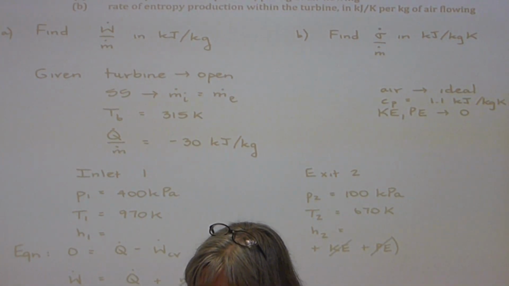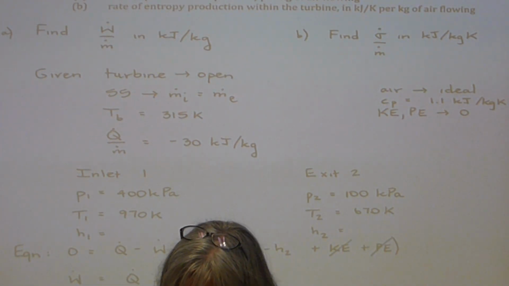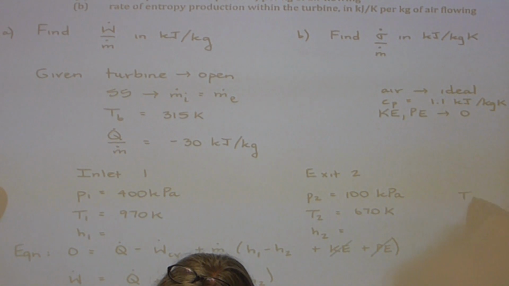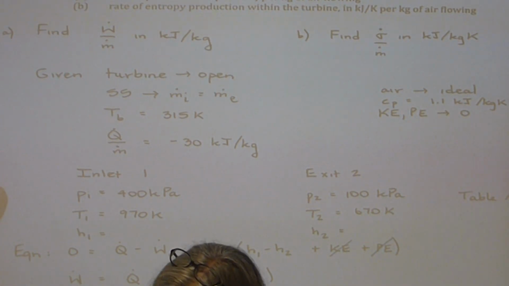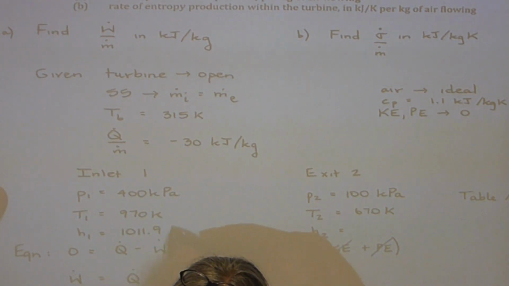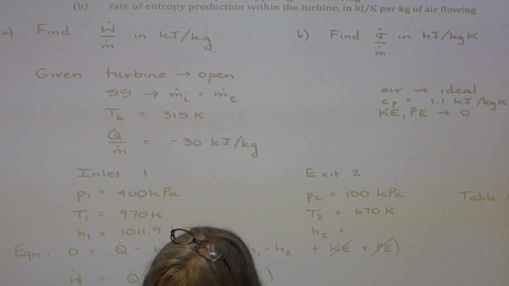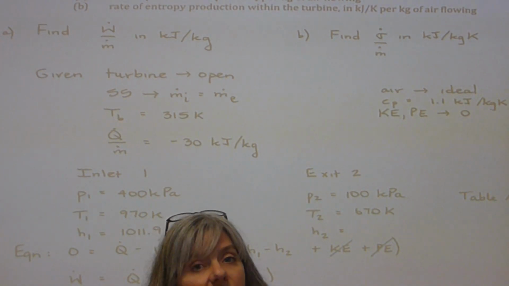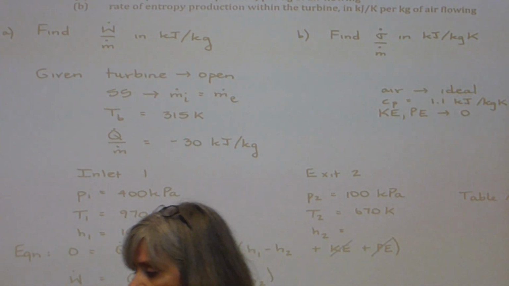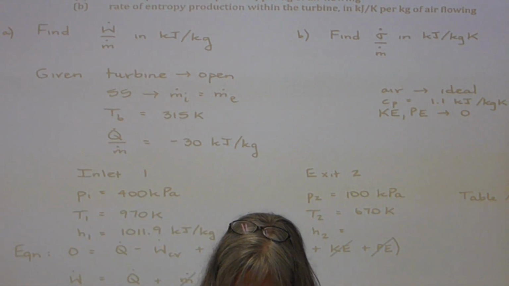So what table am I looking at? I've got air, and I have the temperature, so I believe that I'm looking in table A22. And so those values are 1011.9 kilojoule per kilogram. Oh, and I have a note that I made that this was an average because in the table, let's take a look, we don't find 970. So let's just take a look at what we do find in the table.